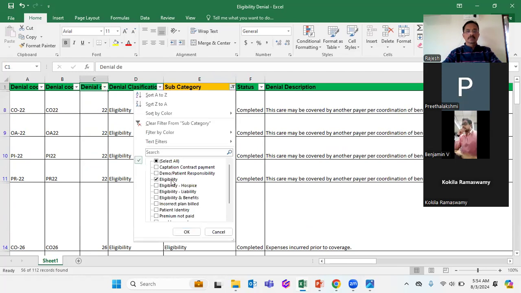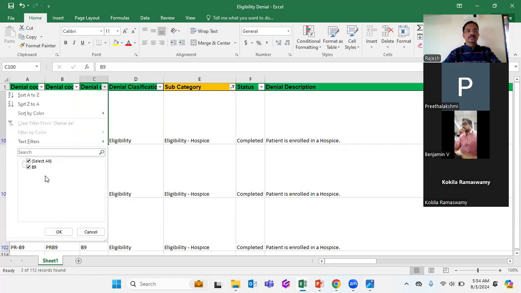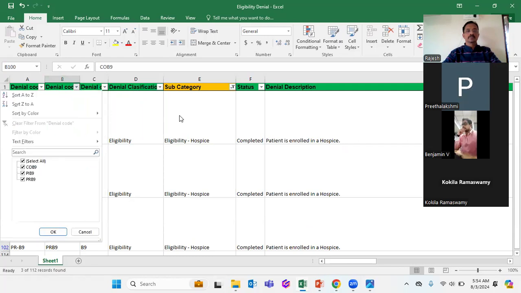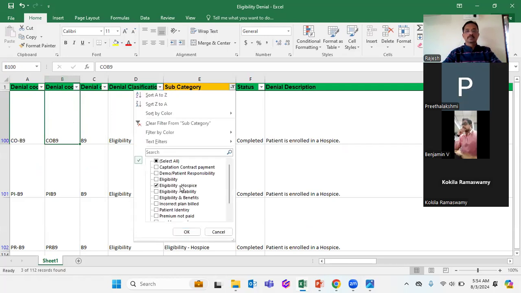And the next one is the hospice, right? The hospice, as I told you, is related to your Medicare. Hospice will be denied for this particular code. That's a B9 code. This code may be CO, may be PI; this is a combination of codes. This will be hospice. So what do you need to do? Check the eligibility and bill it to the Medicare. That's what we need to do here.